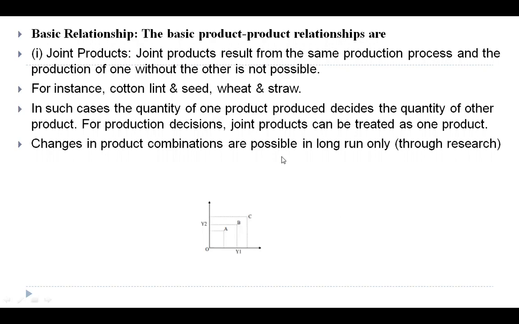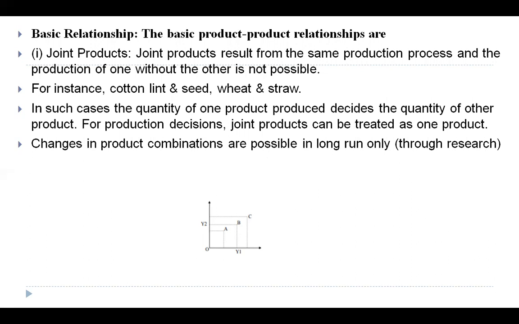Hello students, this is part second in product relationship. In part second, what we discuss is a very important point about basic relationships in product relationship, or we can also call it enterprise combinations. Okay, so there will be four types of basic relationships or enterprise combinations in product relationship.